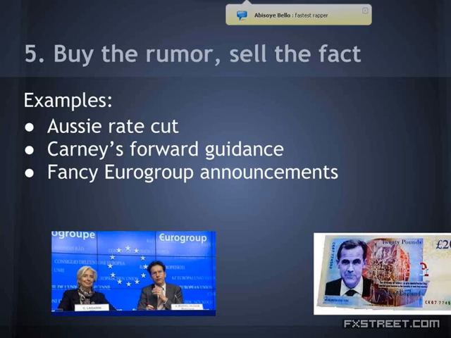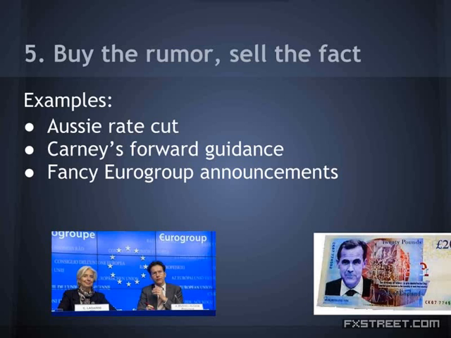Another example, what I mentioned before, is Carney's forward guidance. Basically, this was weighing on the markets. Markets didn't know what to do, and once it got out of the way, even though he promised to keep interest rates low for a long time, which is a bearish thing for the currency, eventually pound dollar jumped, against the euro as well.